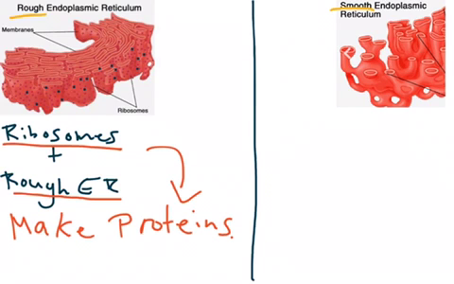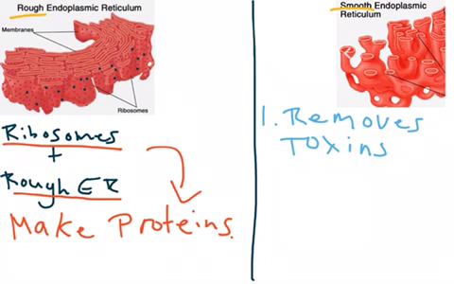Now when we look over at the smooth endoplasmic reticulum, it serves two main functions that are important. Number one is it removes toxins. Okay? So there's a lot of smooth ER in your liver because your liver is responsible for removing toxins from your blood. So inside of liver cells, there happens to be a lot more smooth ER than in other cells. While other cells still have smooth ER, there just happens to be a lot more in your liver. Okay? And then function number two is it makes lipids, okay?